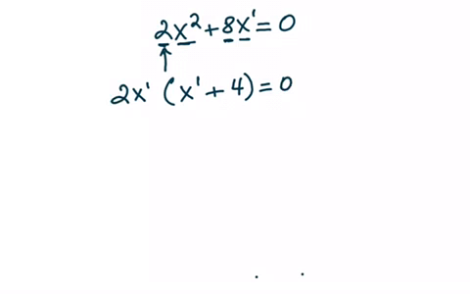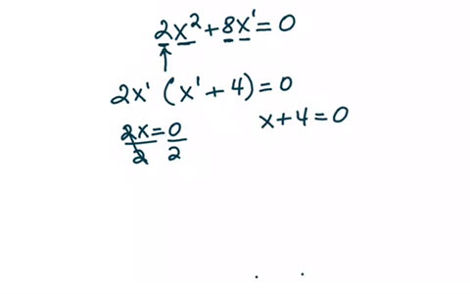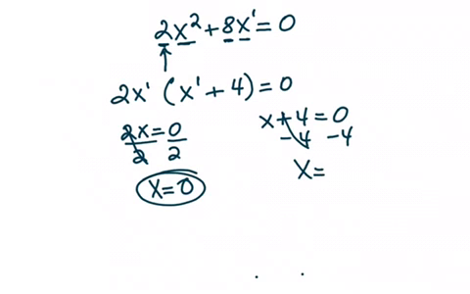So then I just set both of these terms equal to 0. 2x equals 0, and x plus 4 equals 0, and solve them. So I divide by 2 here, and x equals 0, and then minus 4, and x equals negative 4.